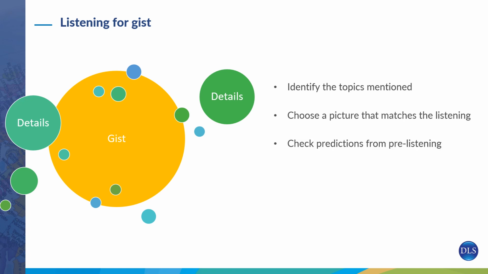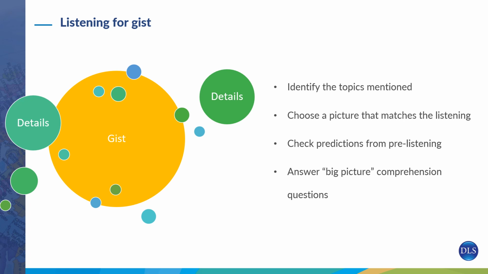Another good gist listening activity is to have the student make some predictions in the pre-listening stage, have them write down 2 or 3 or 4 of those predictions, and then they can listen to the audio and check to see whether the predictions are true.